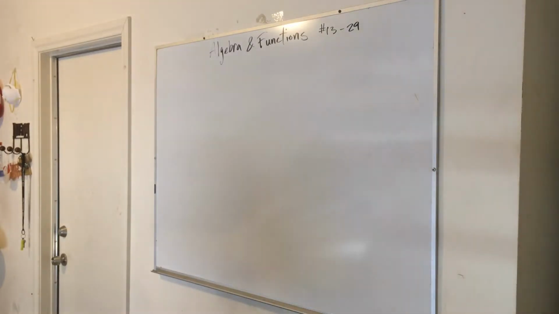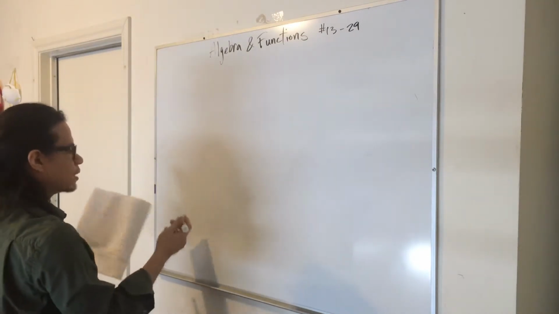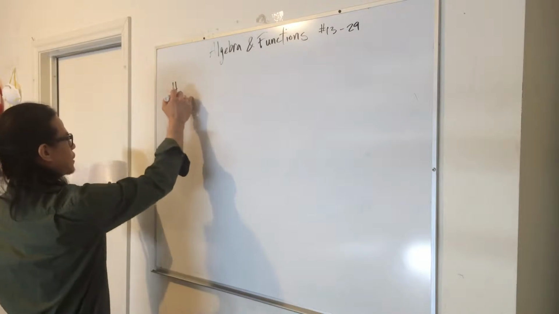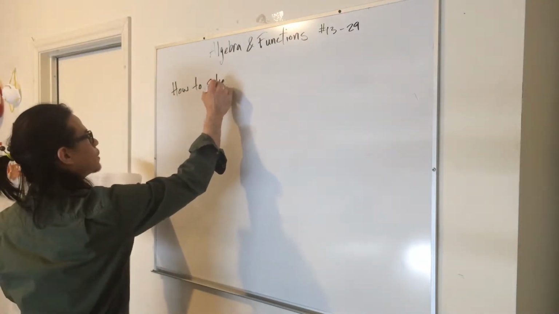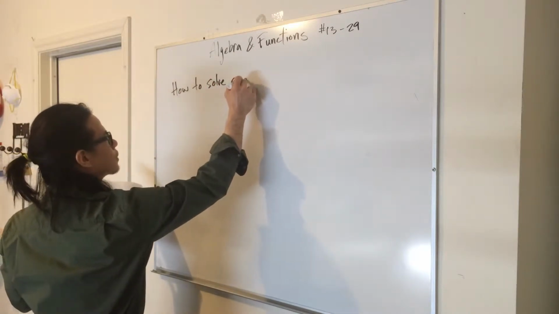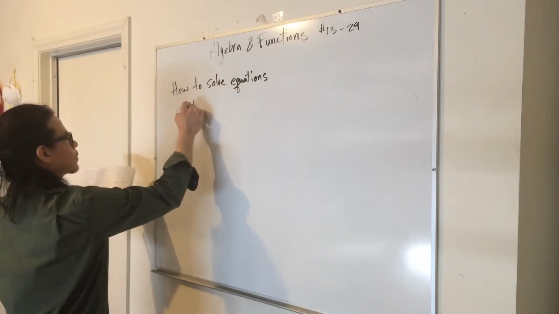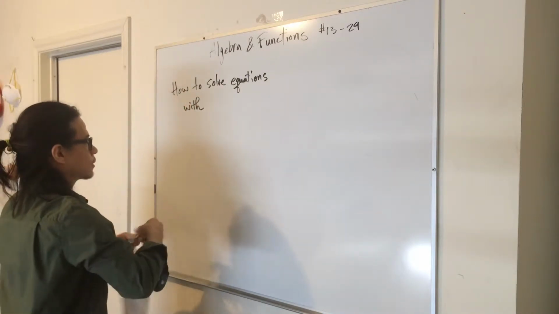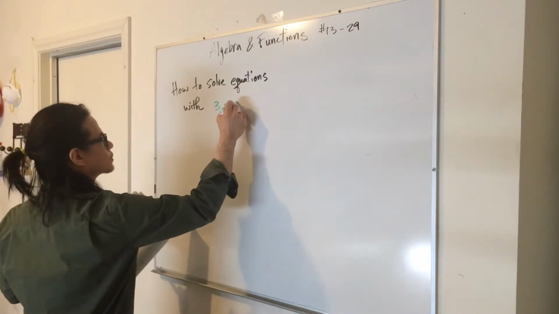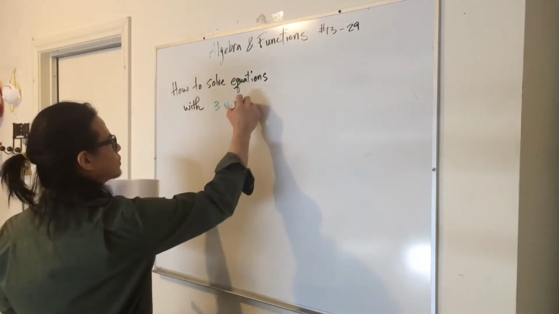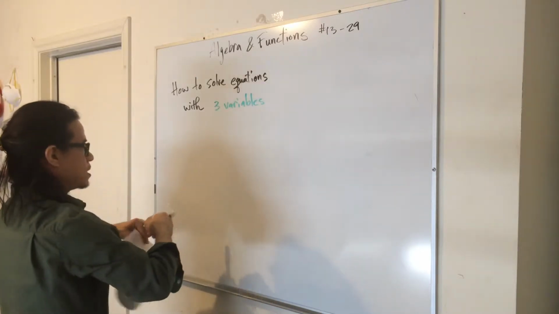So what we've just done in the previous example was we solved an equation with 3 variables. So let's recap what we've just figured out. Okay? So how to solve equations that have 3 variables in them. 3 variables. Remember, variables are like letters that represent a value, like x and y, a, b, c's.